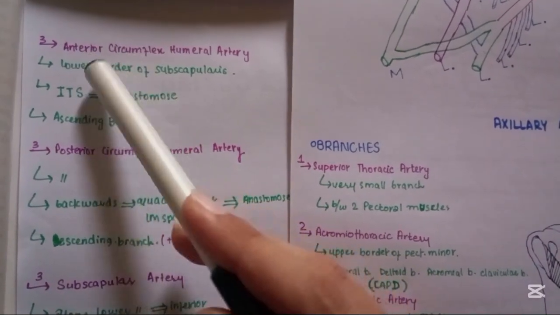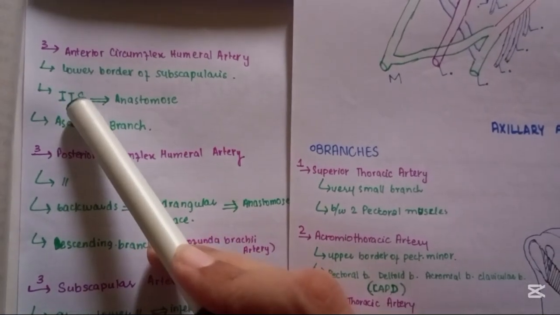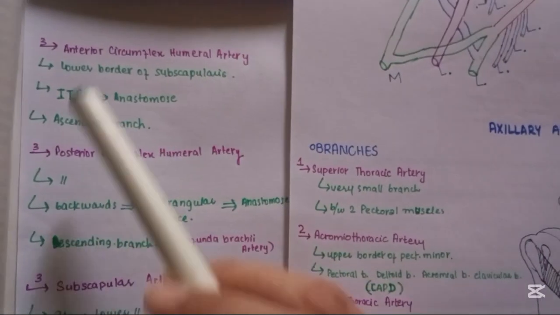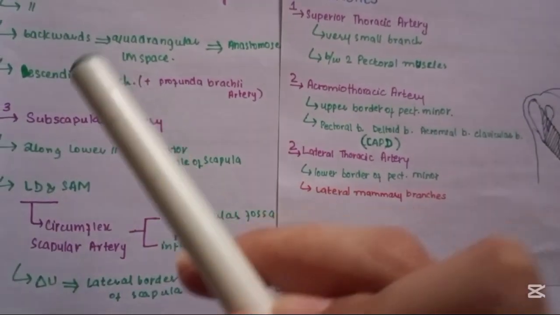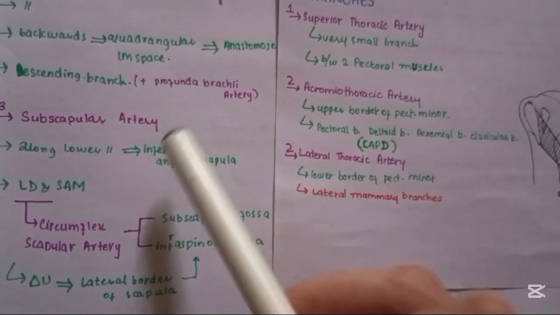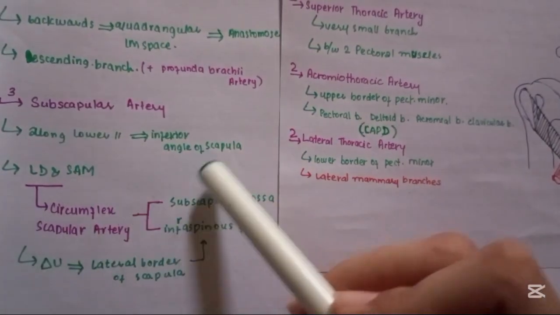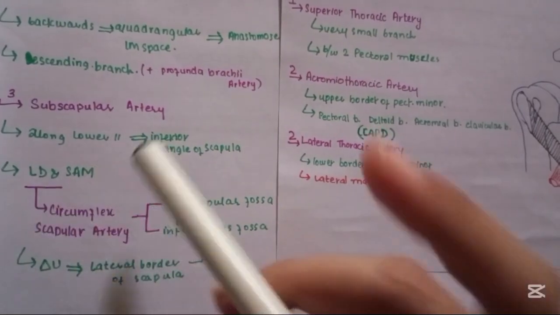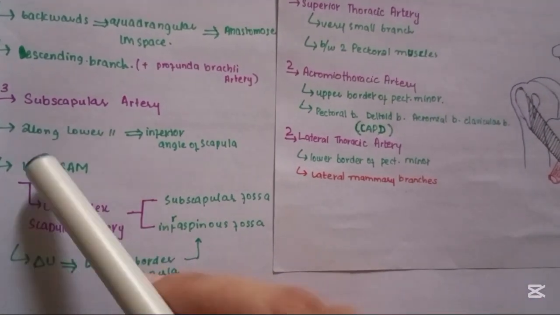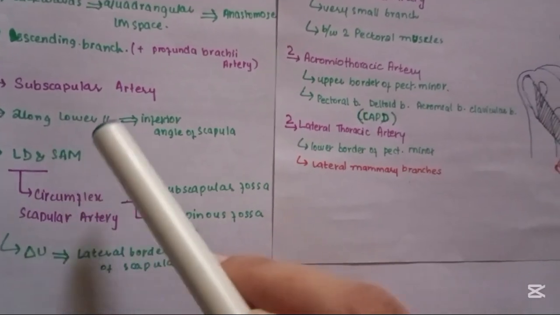Okay, and when I talk about the anterior circumflex humeral artery, it gives an ascending branch which runs in the intertubercular sulcus of the humerus bone, and it also supplies the shoulder joint. Your last branch is subscapular artery, and it is the largest branch from the third part, and it runs along the lower border of subscapularis muscle, and after running along the lower border, it moves towards the inferior angle of scapula, and it supplies two muscles. One is your LD, latissimus dorsi muscle, and other is your SAM, serratus anterior muscle.